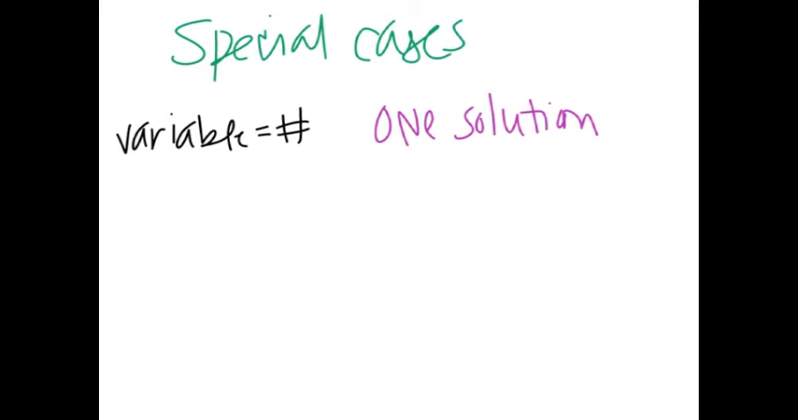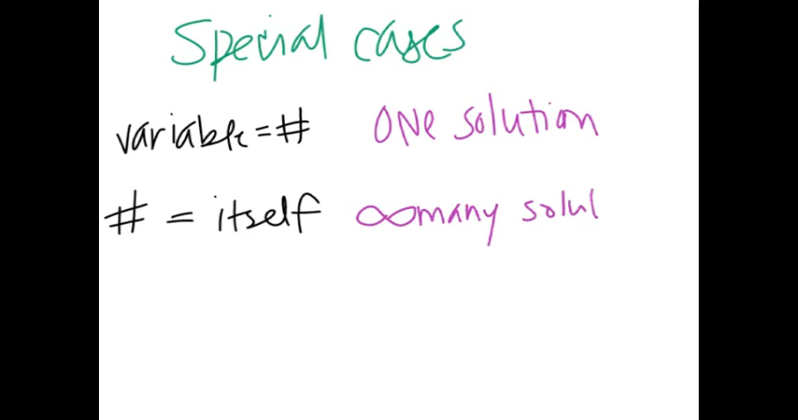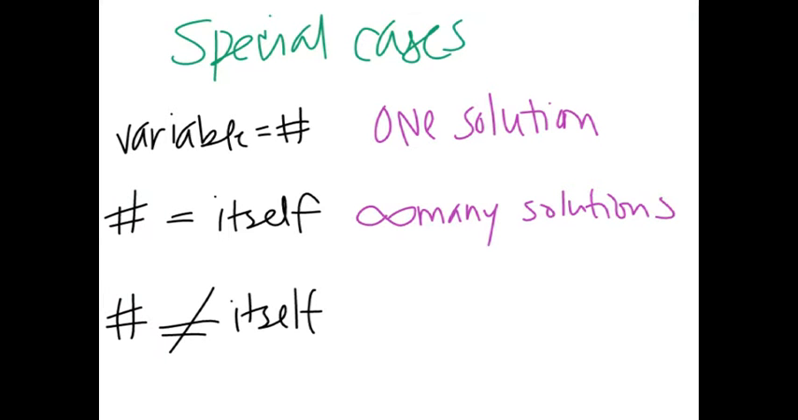The next situation is going to be there's no variable at all. So there are no variables, and you get a number that equals itself. Okay, so we can even write, and if the number equals itself, this is called infinitely many solutions. And the last special thing that you're going to see is a number does not equal itself. And in that case, we say no solution.